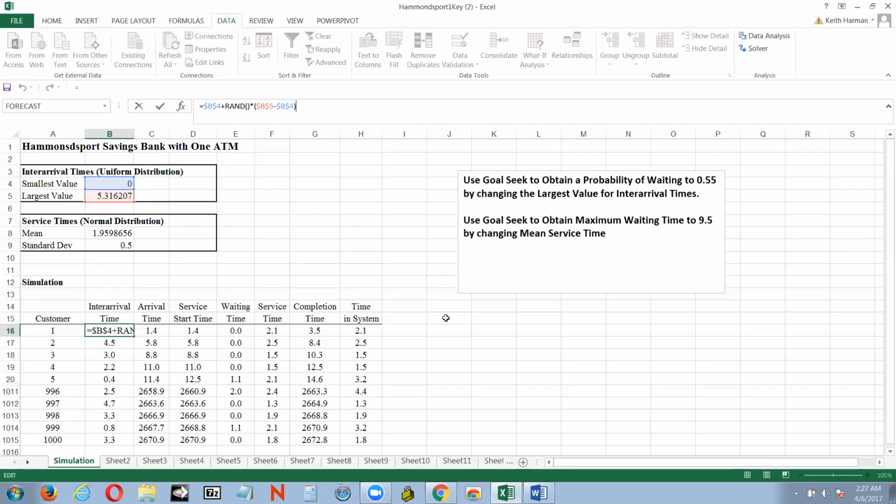But we're going to add 0 to that number. I'm sorry. In the first piece of this equation, B4 plus some random number between 0, so we'll add 0, up to 1, and then that's multiplied times B5 minus B4. And that's how we get that largest value. My apologies.